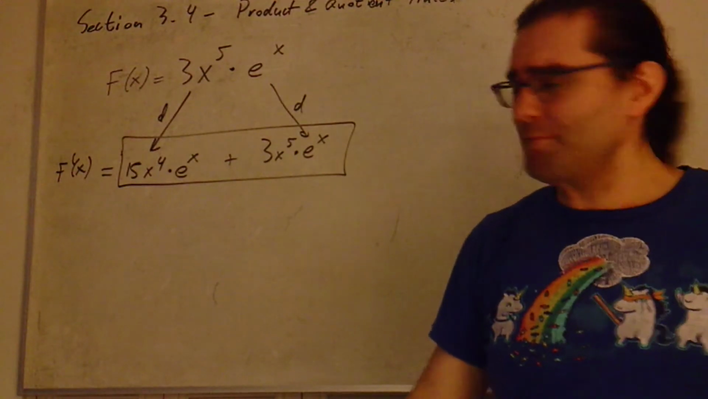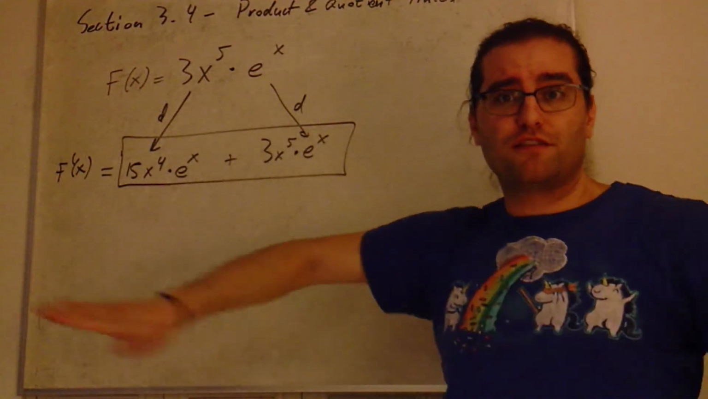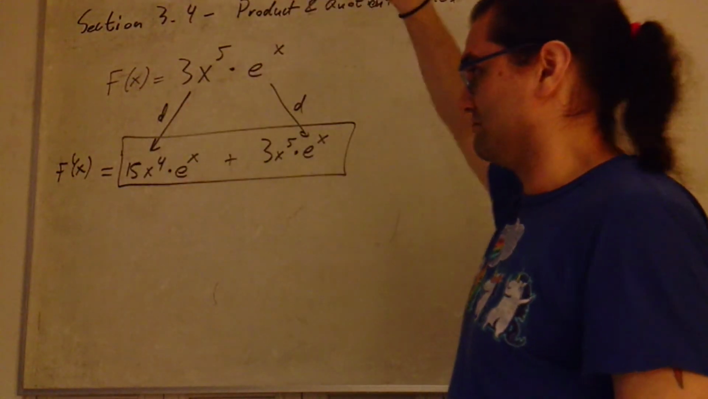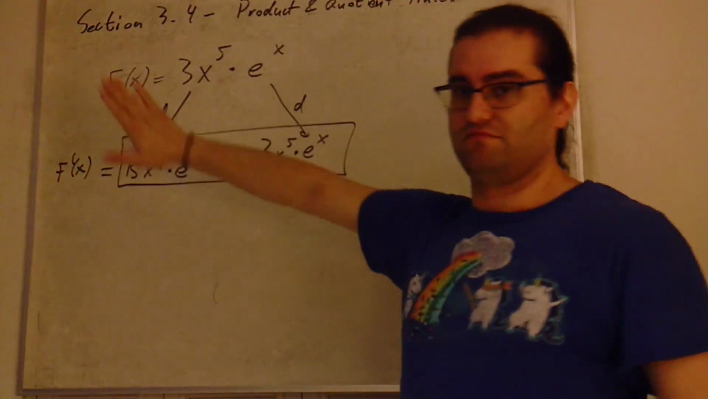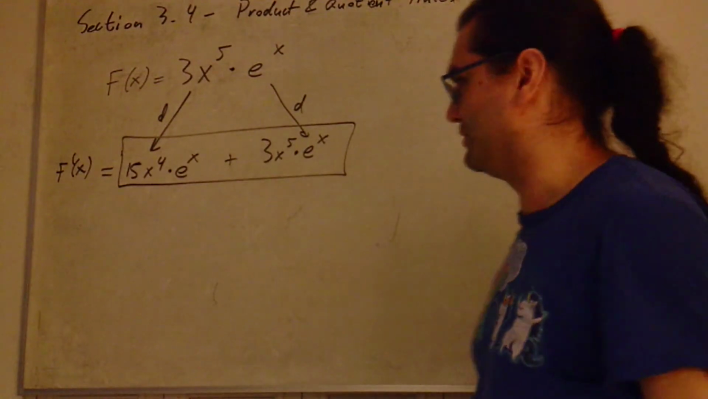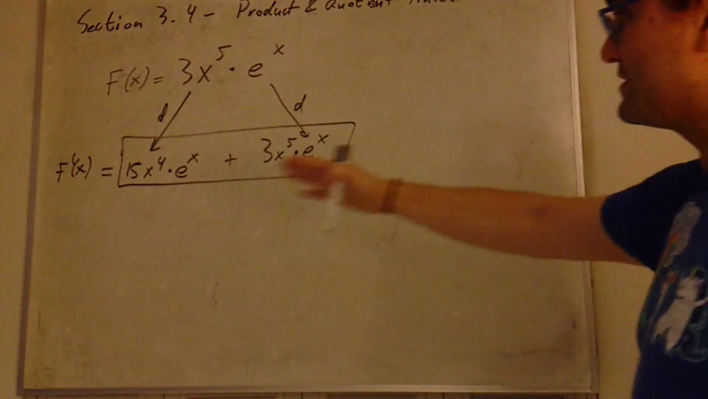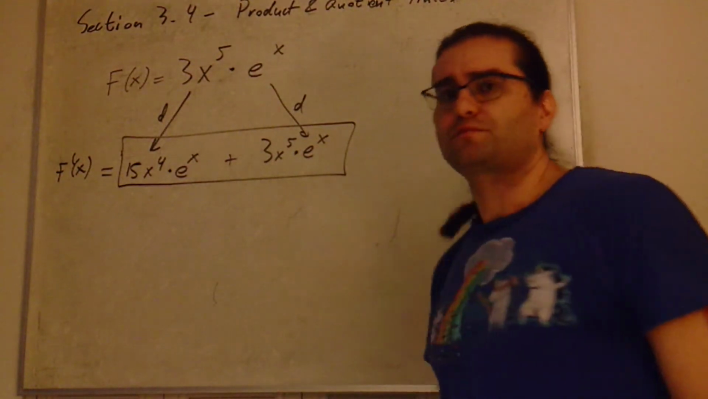Don't do that. Get your product rule, leave it alone, put a box on it. No more simplification. Don't mess with it. Just leave it alone. You're good. So, this is f prime of x.